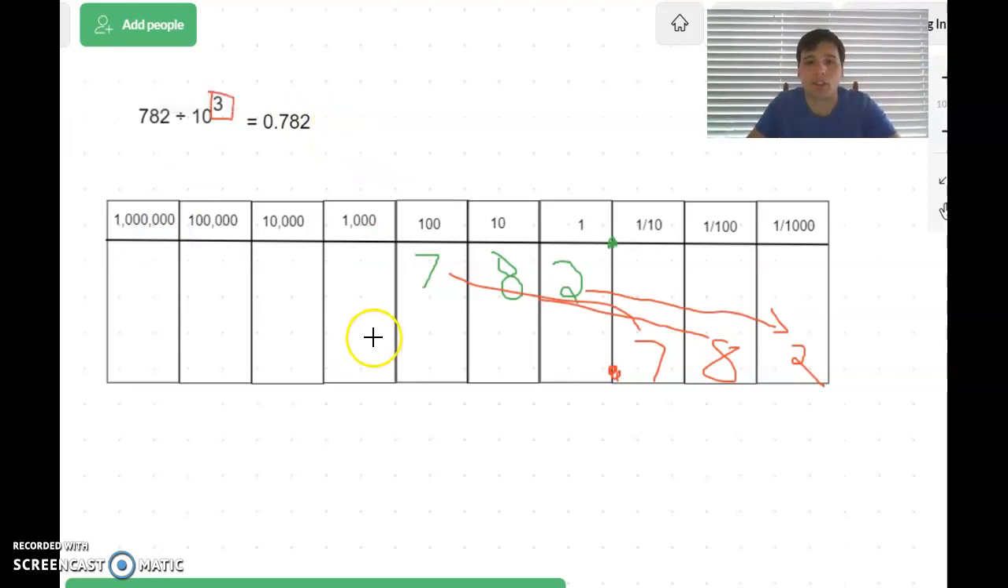782 thousandths. I can also think of it as, like I said before, 782. My decimal is here. I want to move my numbers backwards. So I move them back 1 space, 2 spaces, 3 spaces. My decimal ends up there. I rewrite my number nice and neat. And there you have it.